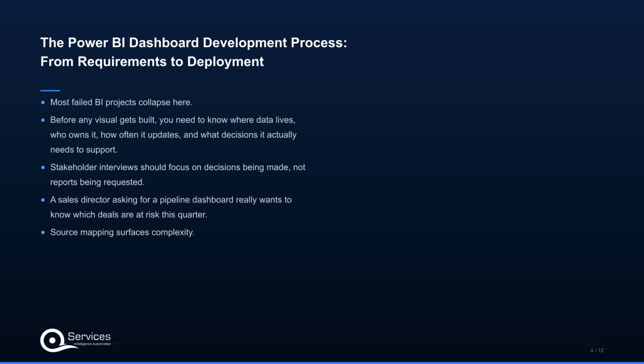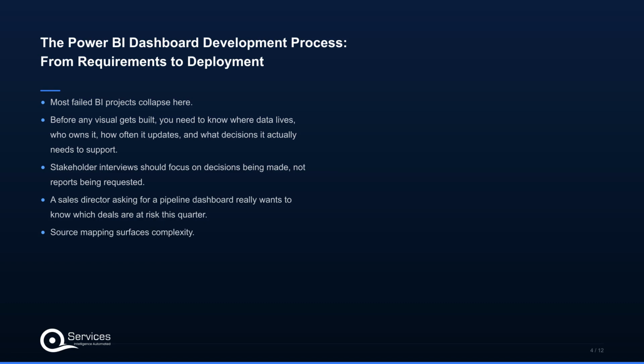Source mapping surfaces complexity. Organizations with mixed ERP systems, Dynamics 365 data in Dataverse, and operational data in Azure SQL often discover their three supposedly straightforward sources need a staging layer to resolve naming conflicts and time zone discrepancies. Power Platform ALM practices, specifically separate development, test, and production environments, need to be established at this stage. Retrofitting environment governance post-launch costs more in rework than setting it up properly at the start.